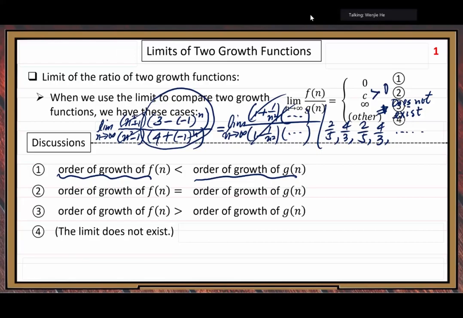What should we do on case 4? No limit. That means this method is useless for this case. So we should find a different method. In order to study case 4, we cannot rely on the limit method. It does not exist. So we need to find a non-limit method to study case 4. We can do it.